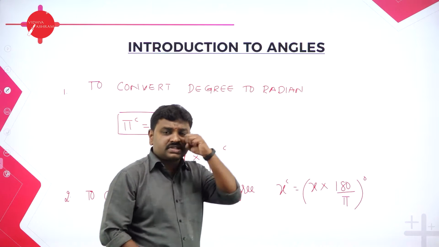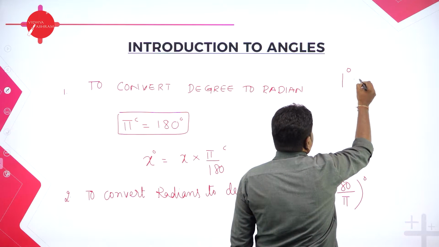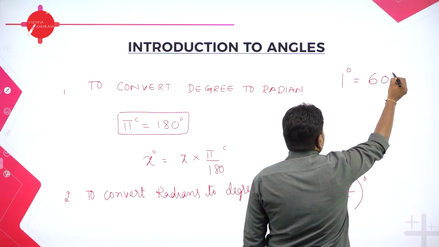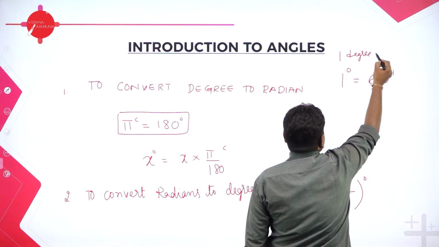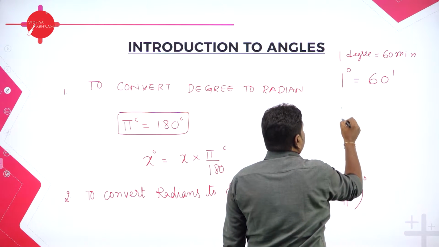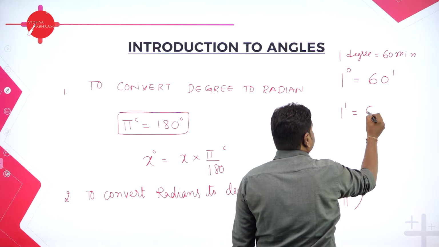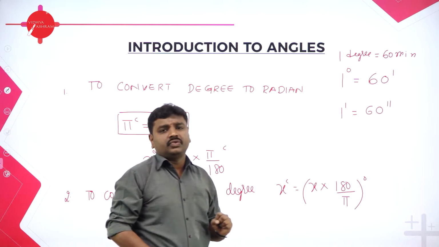Another important basic you need: always remember 1 degree is 60 minutes. So 1 degree is equal to 60 minutes. This is a notation. And 1 minute is equal to 60 seconds. So these basics we use to convert.